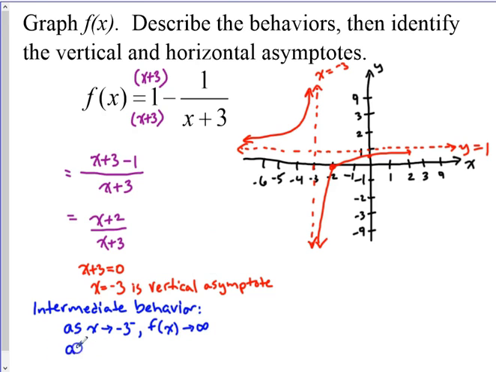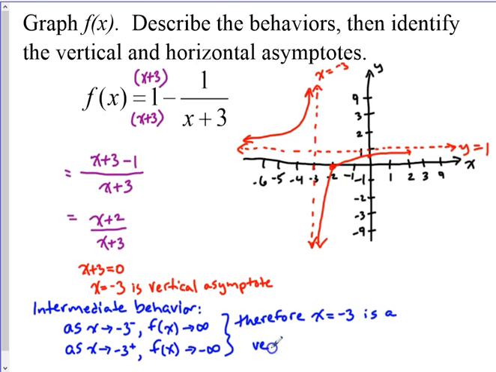And then conversely, as x approaches -3 from the right, we put a little plus sign, f of x, well, let's check that out. As we go towards -3 from the right side, f of x approaches -infinity. Okay, so that's our intermediate behavior. Because we have that, therefore, x equals -3 is a vertical asymptote by our definition.